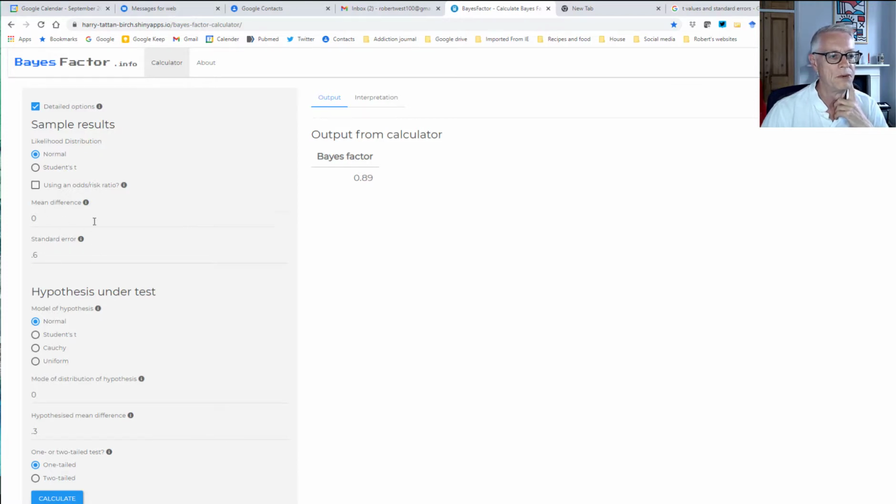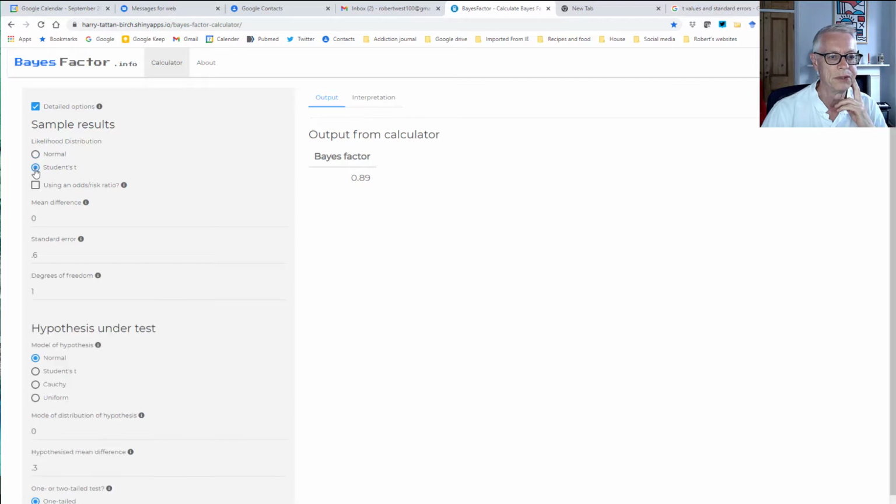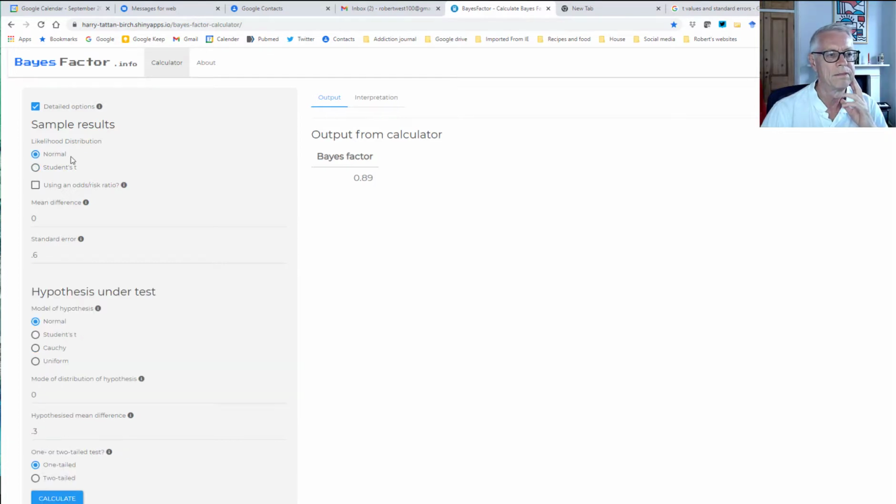Here we're still talking about our mean difference and our standard error, but we could say, well, okay, what is the actual distribution of our data here? What's the likelihood distribution here? Is it a normal distribution, or do we want to use a Student's t-distribution? It makes a little bit of a difference to the Bayes factor, depending on the situation.